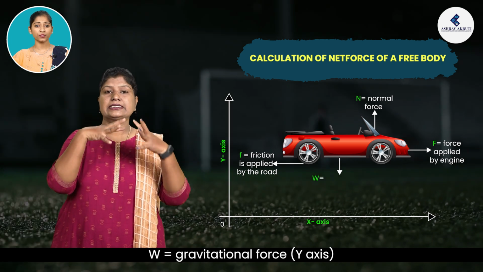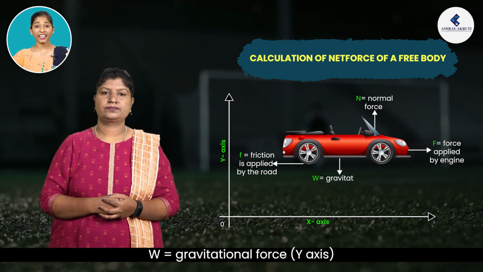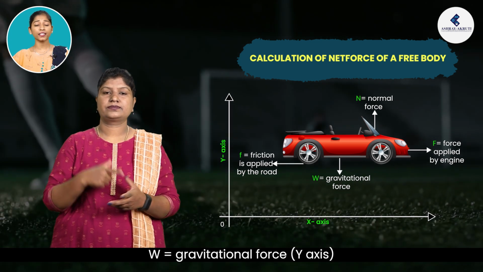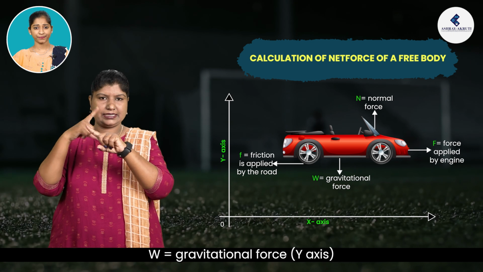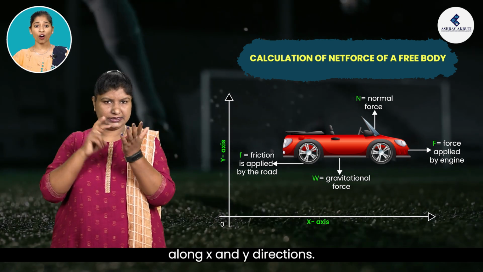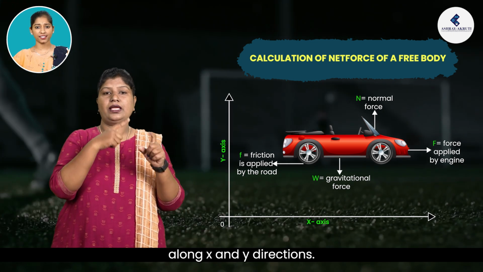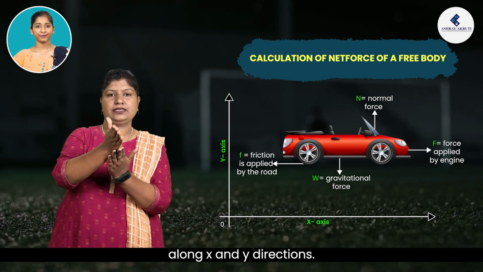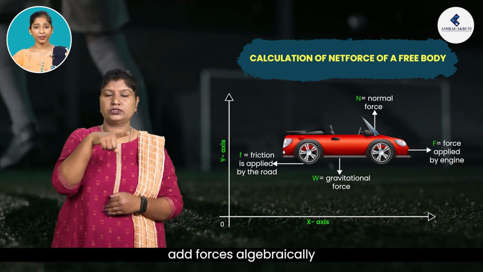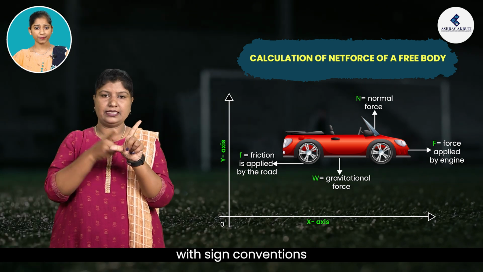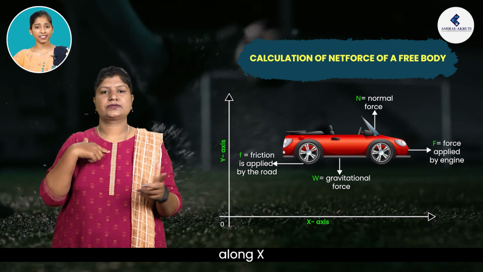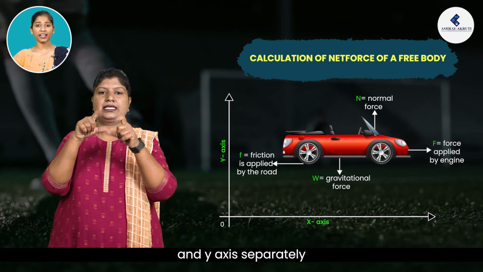W is equal to gravitational force along the y-axis. Sign convention is to be taken along x and y directions. Now, we have to add forces algebraically with sign conventions along x and y axis separately.